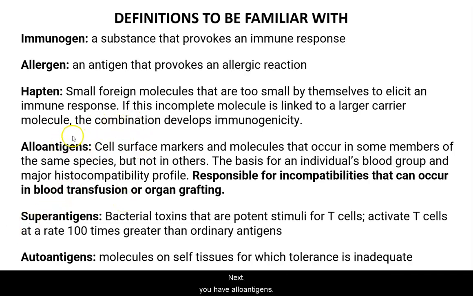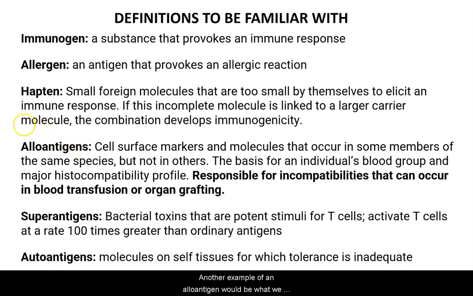Next, you have alloantigens. These are going to be cell surface markers that are going to occur in some people, but not in others. An example of this would be blood type. So some people have the A antigen on their blood cells. That would make them type A. Some people have the B antigen on their blood cells. That would make them type B. Some people have both. That makes them type AB. And some people don't have either. That makes them type O.